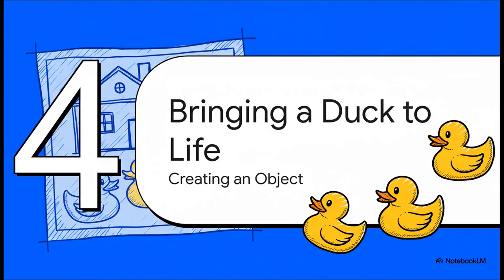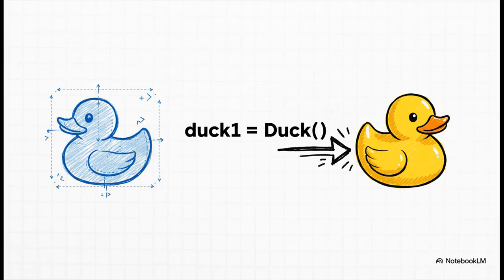Okay, the blueprint is drawn, the plans are ready. Now for the really fun part. It's time to take that plan and actually build our duck. It's time to create an object. And get this, one single line of code is the entire construction crew. When we write duck1 = Duck(), we're literally telling Python, go grab that Duck blueprint and build me a real one right now. And let's call it duck1. And just like that, poof, our object is created.